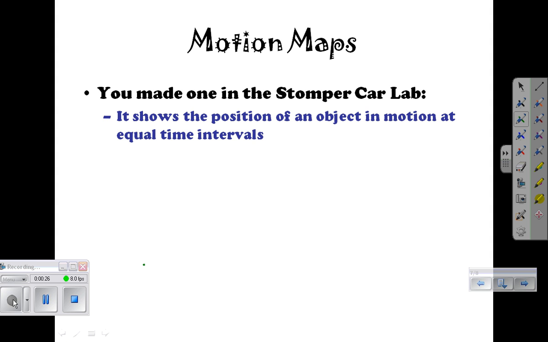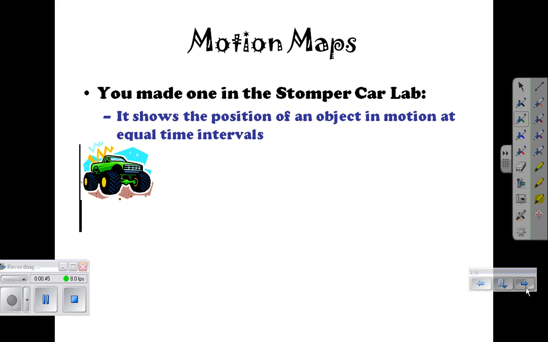And you can tell from the trail of oil drops on the ground where the car has been, and you could also judge how fast that car might have been going by the distance between each oil drop. That's what a motion map is.